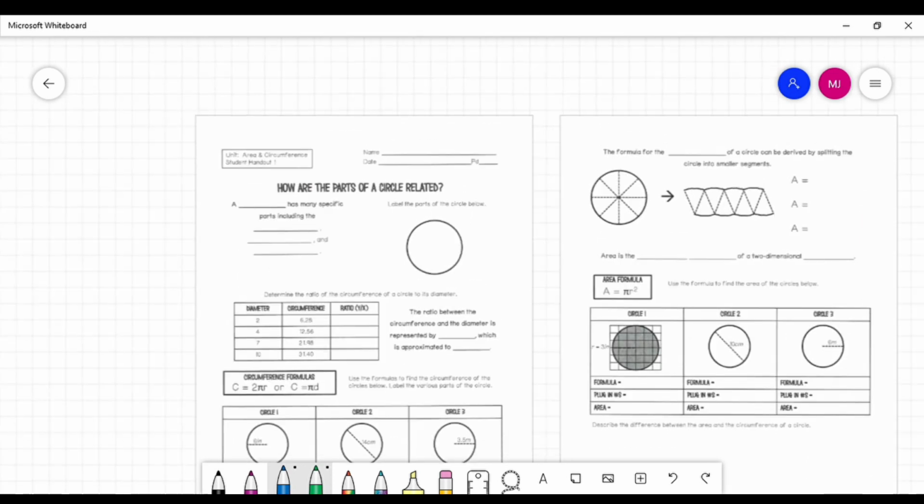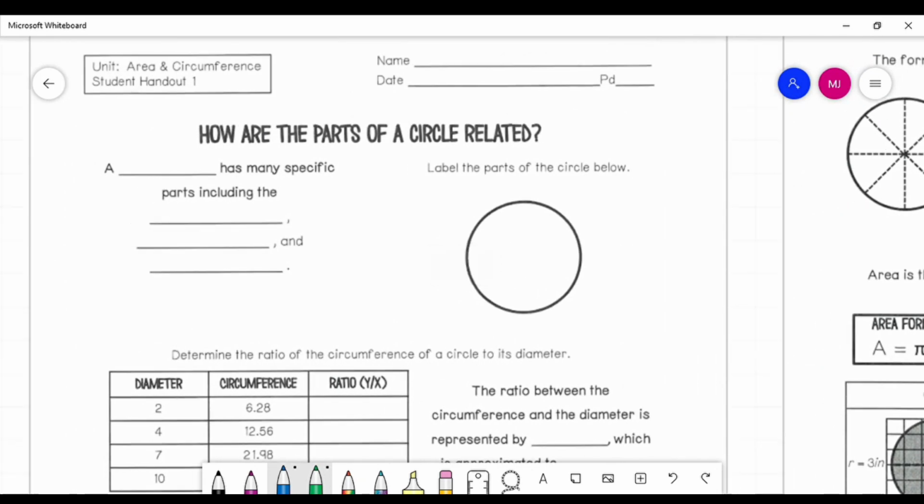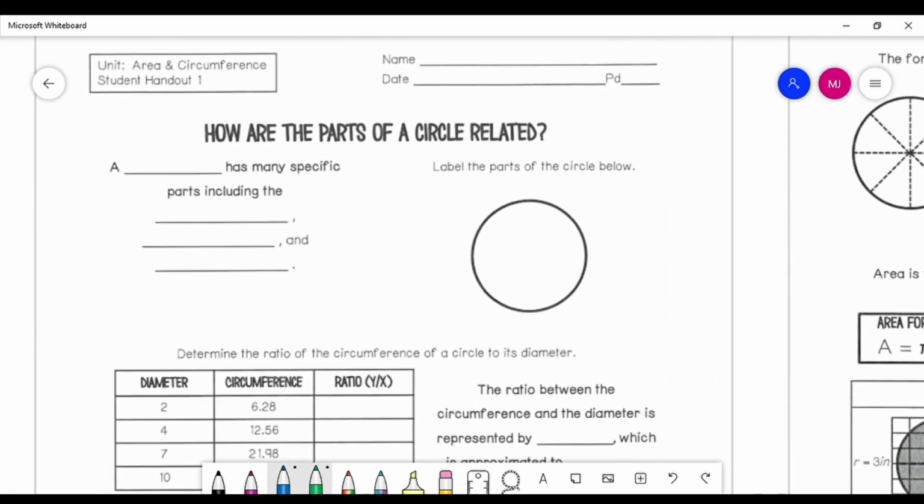Alright, so today we're looking at handout 1. We're going to start looking at parts of a circle. So how are the parts of a circle related? A circle has many specific parts, including the radius, diameter, and circumference. So we've got to identify what these parts are on a circle and memorize those parts.